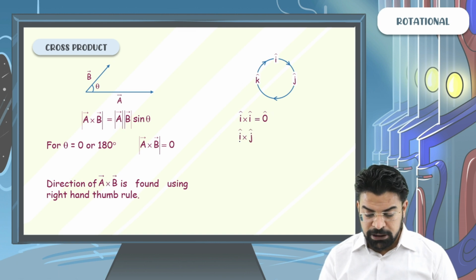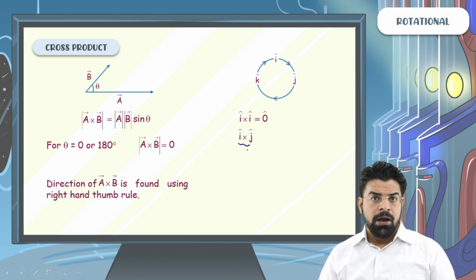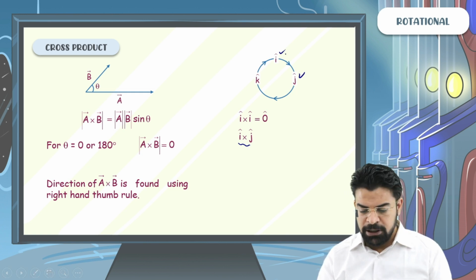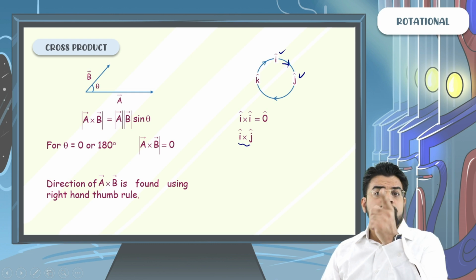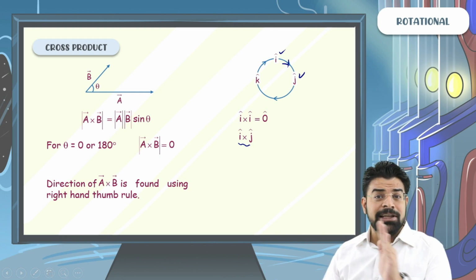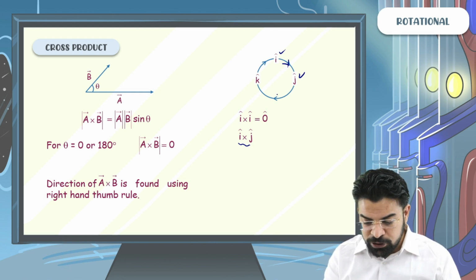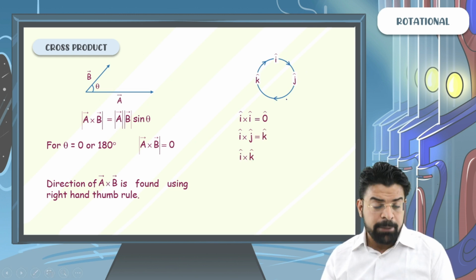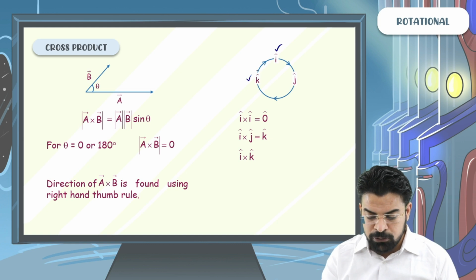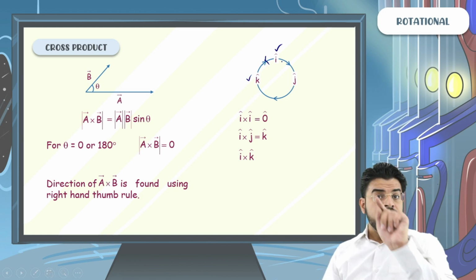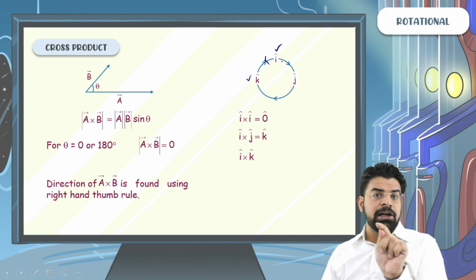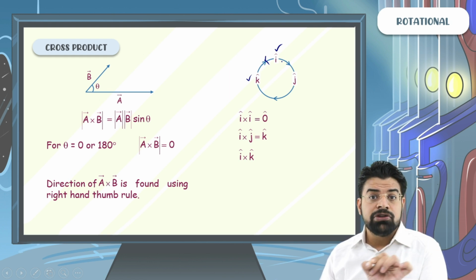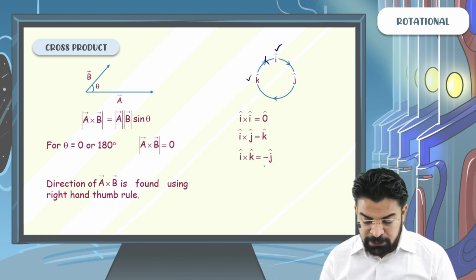Next, what is i cap cross j cap? If you have to go from i to j via the shortest path, you will go clockwise. Till the time you move clockwise on this circle, everything is positive. So remember that i cap cross j cap is k cap. Next, what is i cap cross k cap? To go from i to k, you have to go anti-clockwise. When on the vector circle you have to move anti-clockwise, you get negative output. So i cap cross k cap gives you minus j cap.